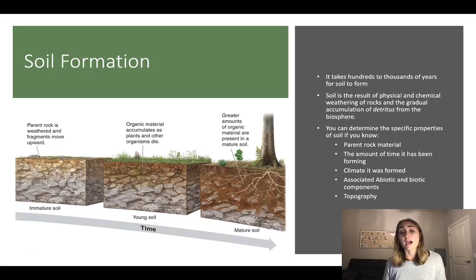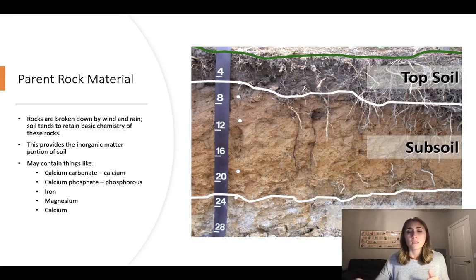And so there's a few categories, 5 categories that we look at specifically as we're trying to define soil. And so the first is the parent rock material. Next is the amount of time it's been forming, the climate it was formed in, the abiotic and biotic components of that particular ecosystem, as well as the topography. And I'm going to expand on all of these. So first, parent rock material.